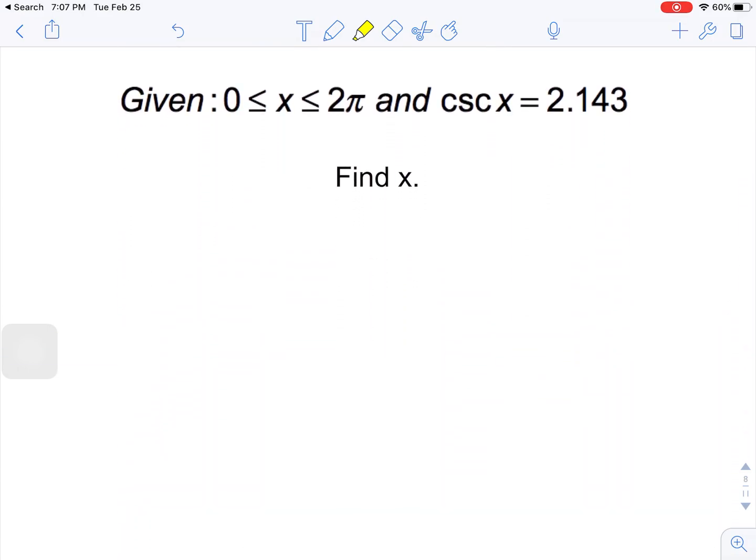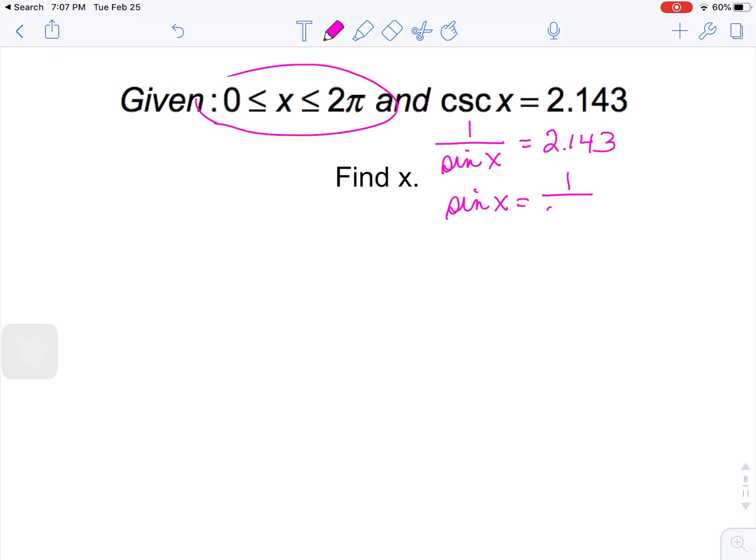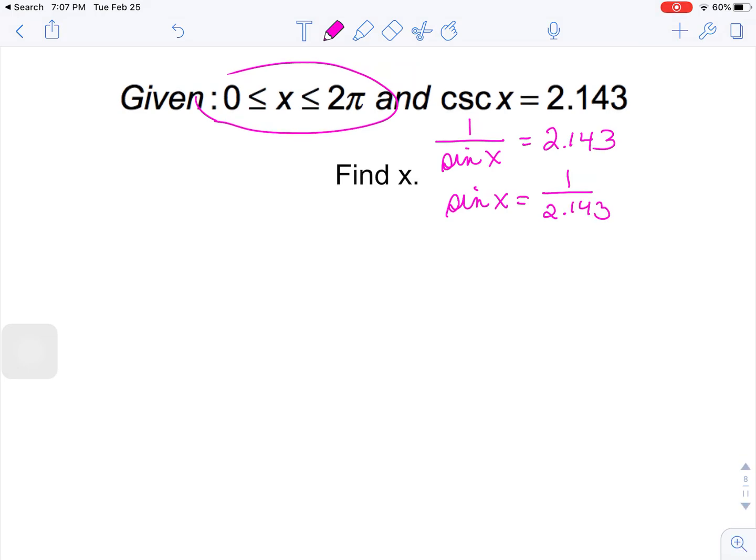Okay, we're going to try this one together. You'll notice it's cosecant, and I don't readily have a button on my calculator to find the reference angle for that one. The other thing you're going to notice is this time I'm in radian mode. So before I find the reference angle, I have to write this in terms of sine. I know cosecant is 1 over sine of x. So sine of x has to be 1 over 2.143. So we'll work on finding the reference angle.